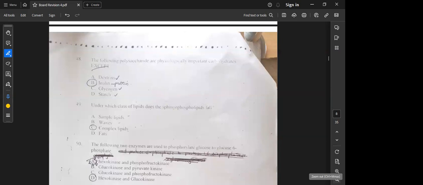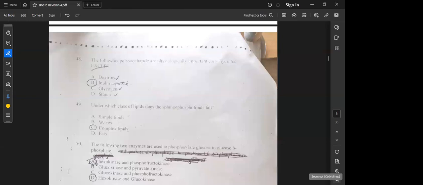Thank you so much for the excellent summary on lipids. So we say the sphingophospholipids are classified as complex lipids. So the next question asks, the following two enzymes are used to phosphorylate glucose to glucose 6-phosphate. The two enzymes that are used to phosphorylate glucose to glucose 6-phosphate.